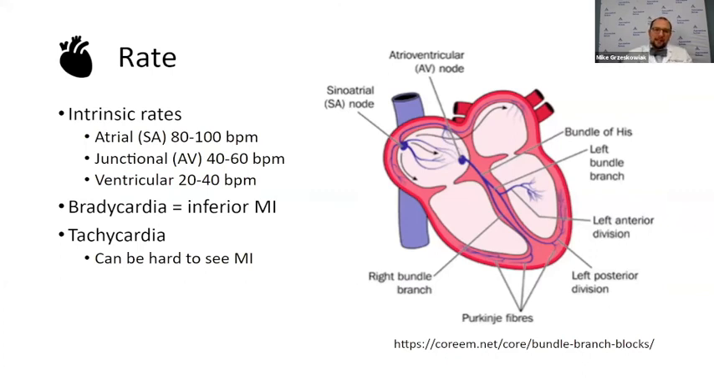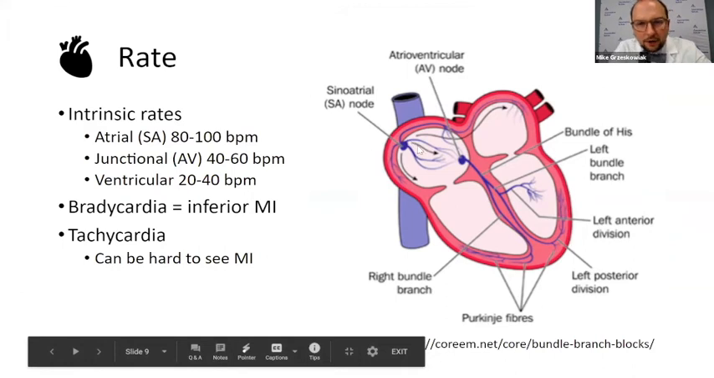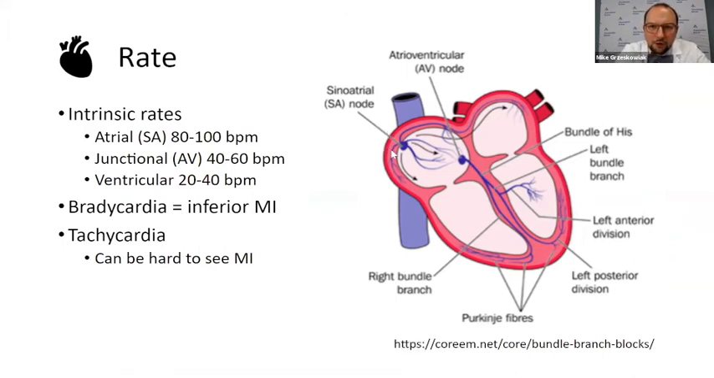On the right-hand side here, you see the normal conduction system in a heart. Are you guys able to see my mouse here? Perfect. So normally the conduction system starts at the SA node, the sinoatrial node. It moves through the fibers here into the AV node, the atrioventricular node, and then into the bundle of His, splits into the left and the right bundle, and then goes into the Purkinje fibers. That's the normal conduction system.